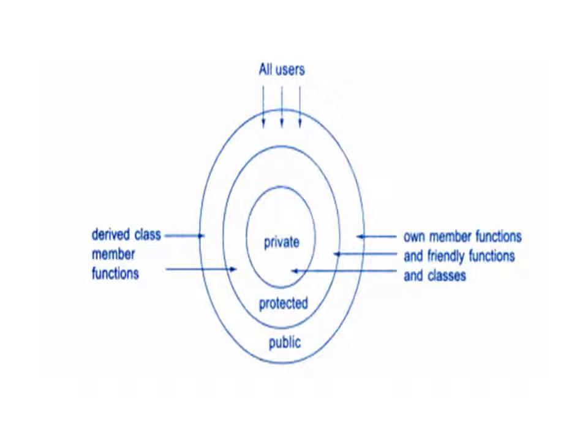This is the accessibility diagram. You might be knowing about private, public and protected. Protected we have already dealt with in detail in a previous video, so you can go and check it out. This diagram tells you the accessibility options. If it is private, only the functions within that particular class can access the data. If it is protected, the derived class members can access it, and if it is public, all the users can access it.